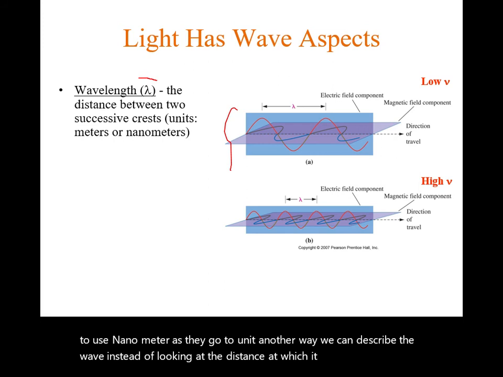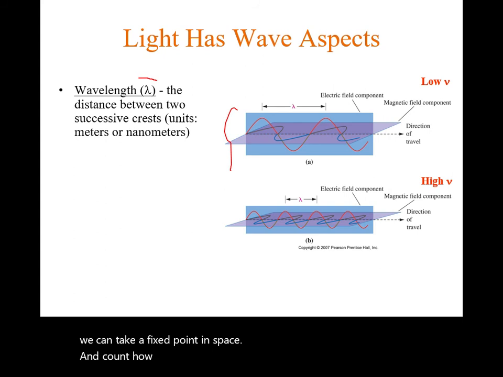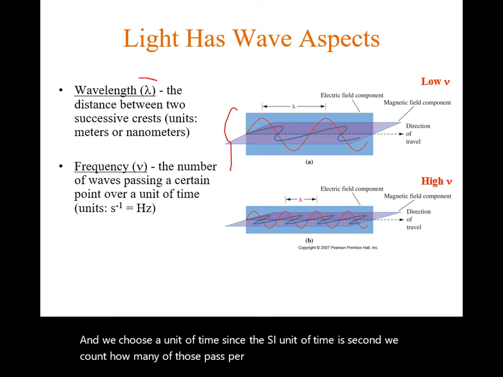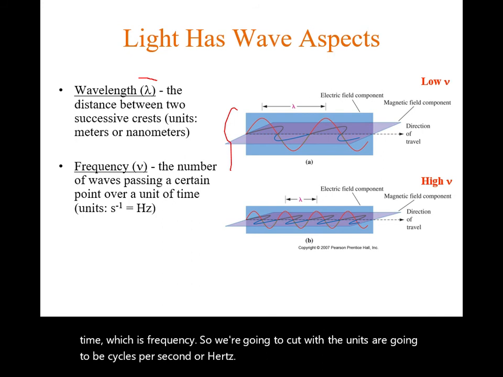Another way we can describe the wave, instead of looking at the distance it covers, is to take a fixed point in space and count how many wavelengths actually pass through that fixed point in space. And we choose a unit of time. Since the SI unit of time is second, we count how many of those pass per second. We call that the frequency. Okay, so it's the number of waves that pass through a certain point over a unit of time. The units are going to be cycles per second or hertz. Wavelength and frequency are related, and we'll see how they're related.